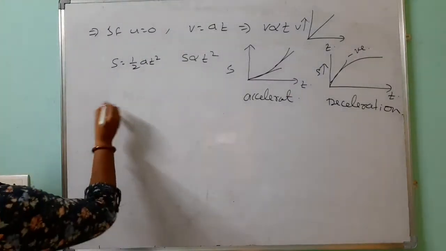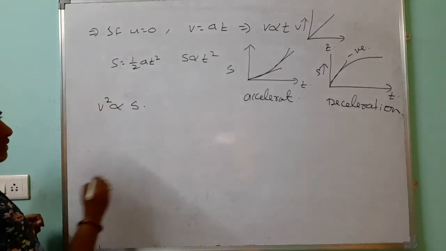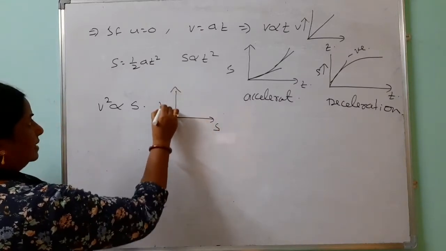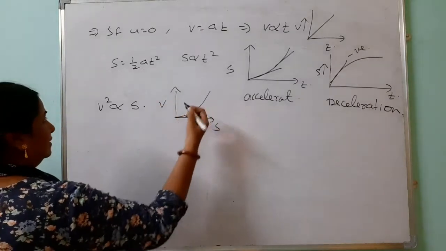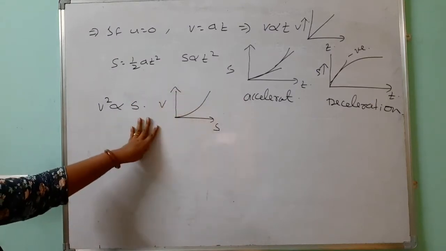Then third equation of motion, v square is directly proportional to s. Here this is the s and this is the v. We are getting like this. These are the equations of motion and the graphs are like this.